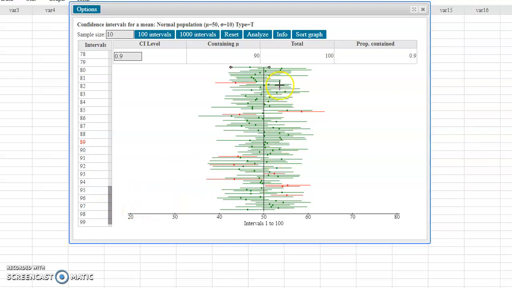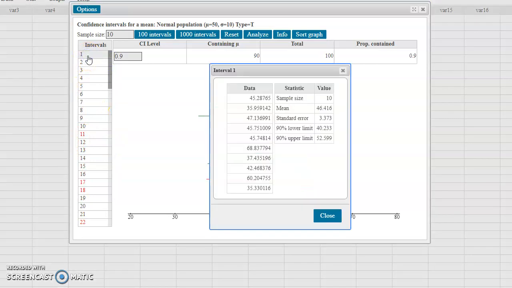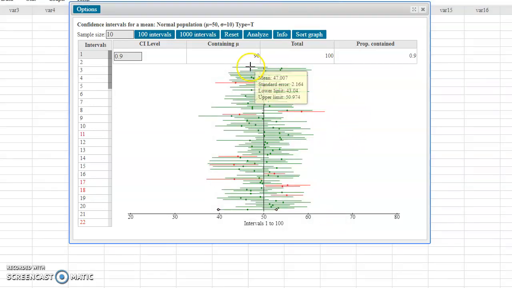So here on the left, we have all 100. It simulated 100 confidence intervals. The first one, number one, if we put the cursor here, actually gives us the data. It gives us the sample mean, 46.416, and it gives us the lower limit and the upper limit for the first simulated sample. You can see the first one is on the top here.